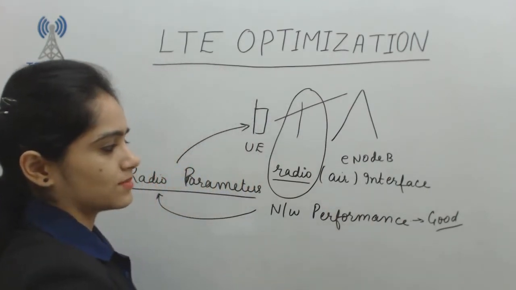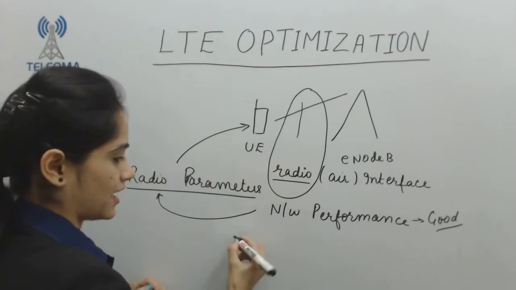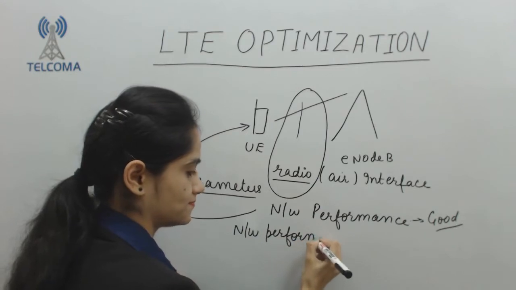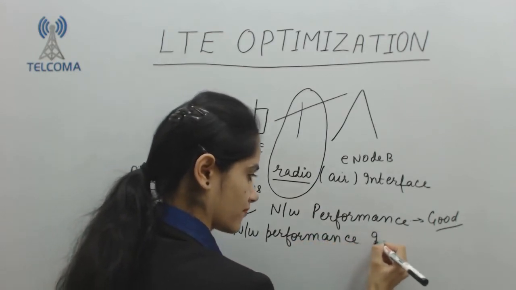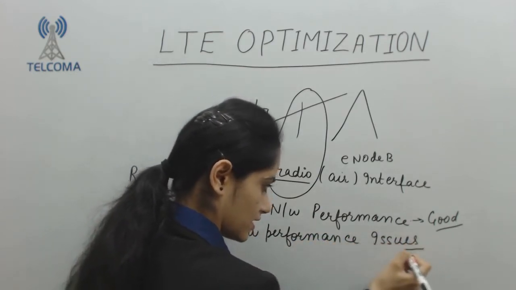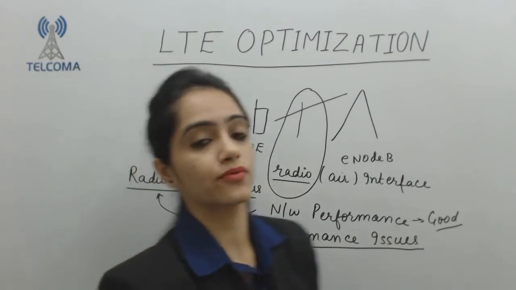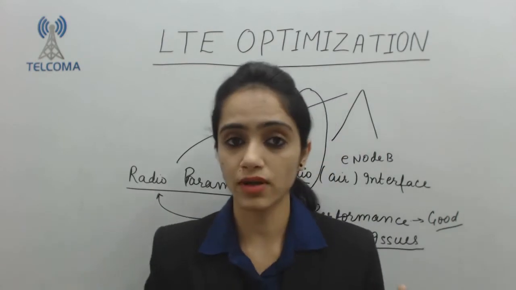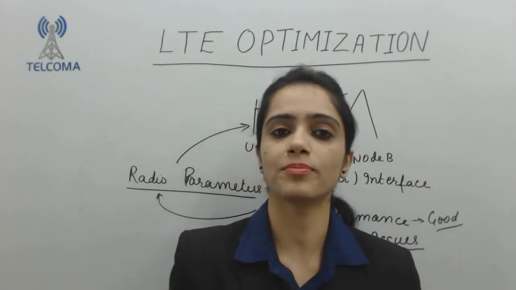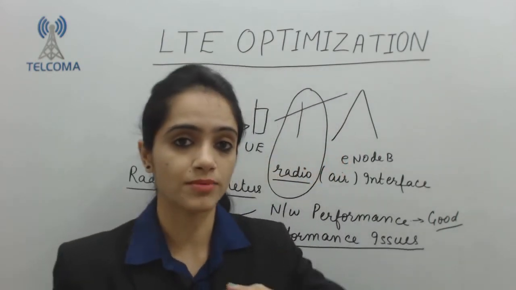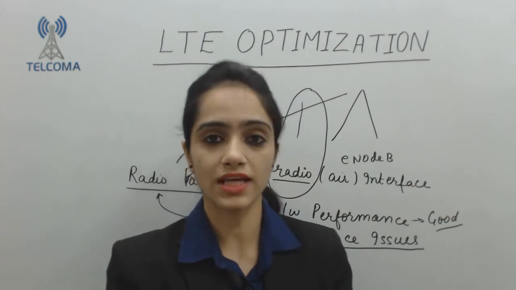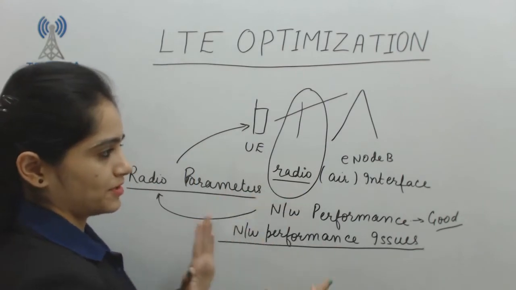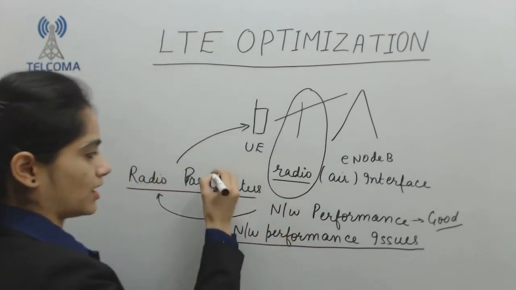So optimization basically deals with the situation when we have network performance issues. Whenever we have network performance issues, we want to remove them, and for the removal of those issues, we have optimizers. Those are the people who optimize the network and remove all the issues that we are facing in the network. So, optimization.